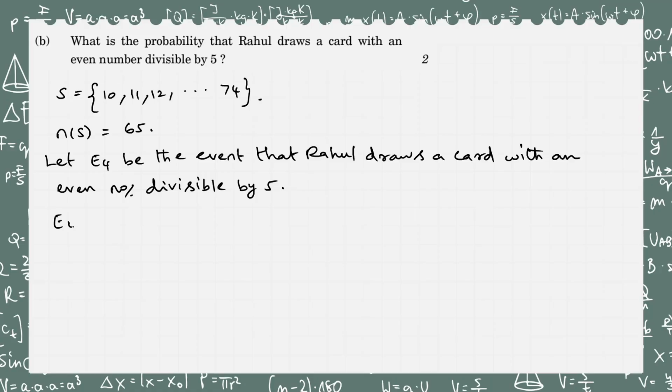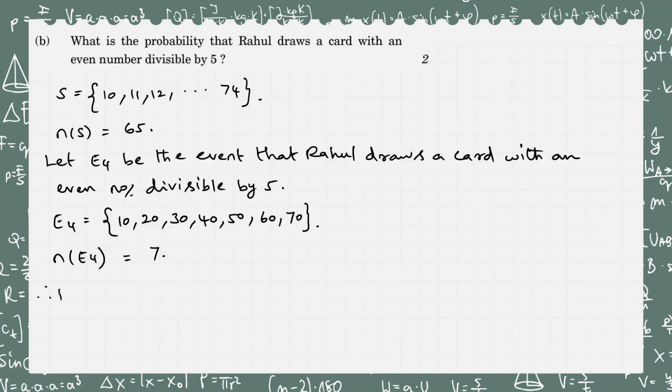Okay, so how many favorable outcomes are there for this event? Let us count them. The number should be divisible by 5. At the same time, it should be even also. So we can't take 15, 25, 35, etc. because they are multiples of 5 and odd numbers. So skip all those. Only the even multiples of 5 we have to list down. 10 itself is an even multiple of 5. Then 20, 30, 40, 50, 60 and 70. So the number of items in this set will be 7.